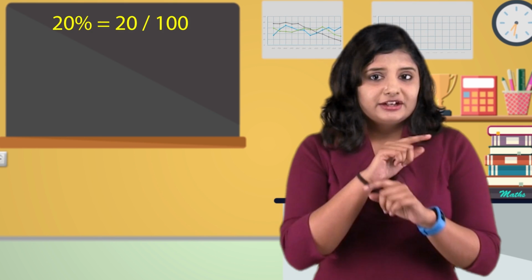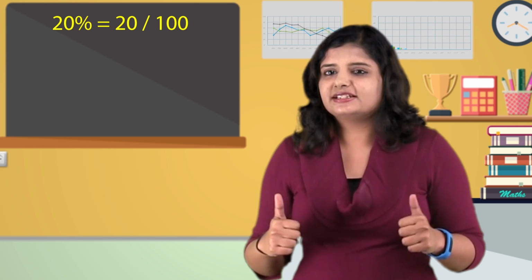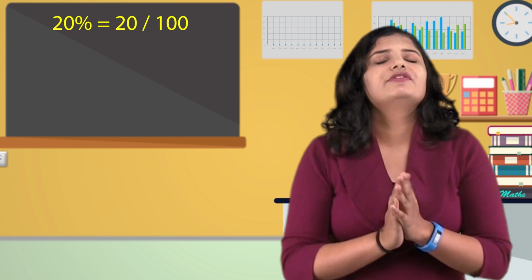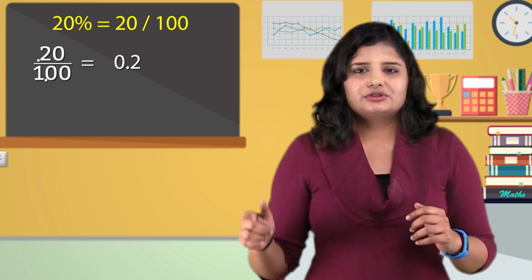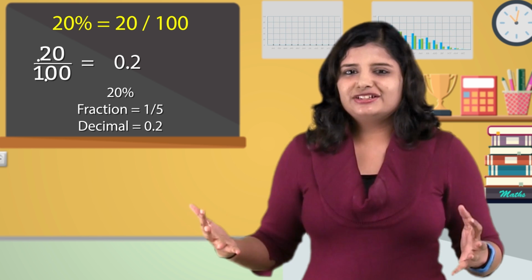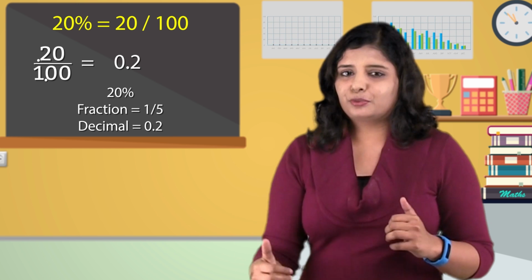Look for yourself, 20% is 20 by 100. Dividing by 100 is pretty easy, right? So you tell me the decimal form of 20%. 20 by 100, shifting the decimal point gives us 0.2. So now, we found out the fraction and the decimal form for 20%, 1 by 5 and 0.2.